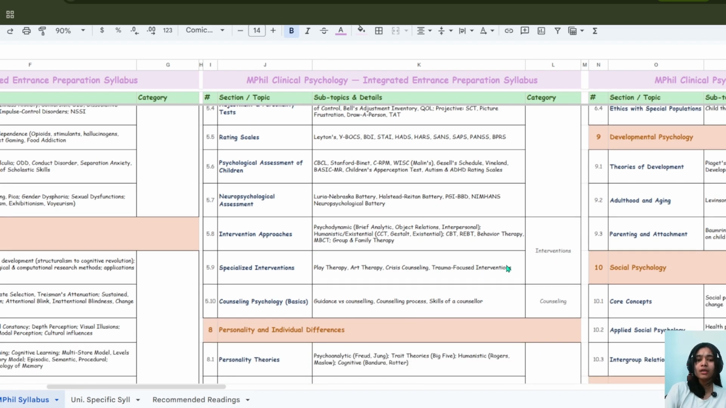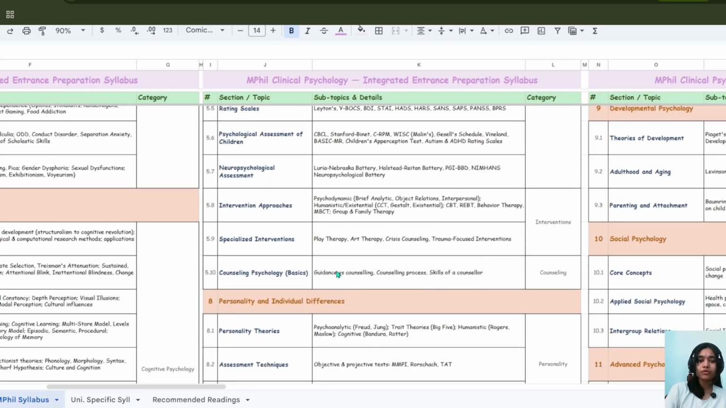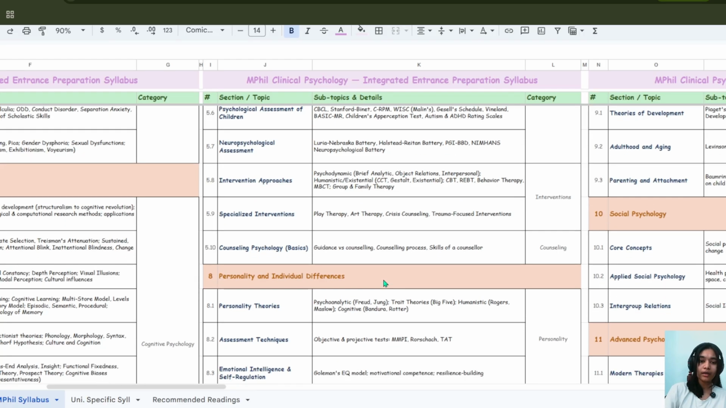And then since we obviously use therapies as well, you should know special interventions, like when we use play therapy, art therapy, and such.